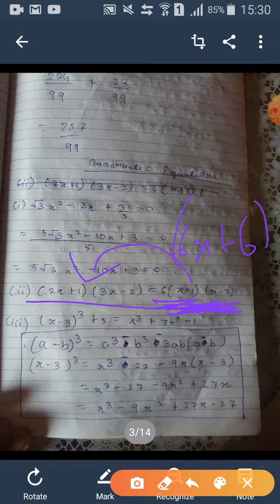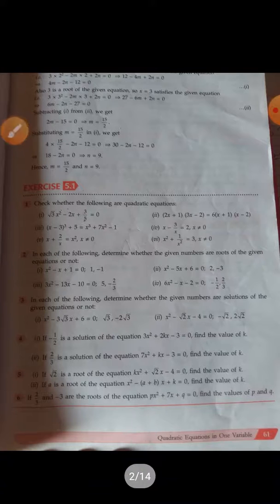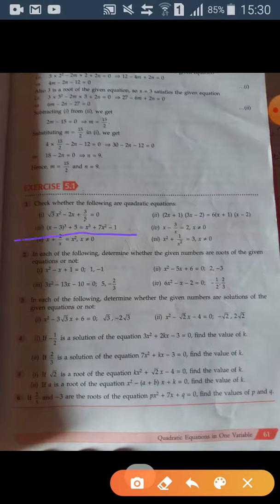Okay, so now we move on to the next sum, which is sum number 3, where they have given you that x minus 3 whole cube plus 5 is equal to x cube plus 7x square minus 1. You need to solve this entire thing, and you need to figure out whether it is a quadratic equation or not. Yes, so the only problem in this equation which I can see right now is that there is an x minus 3 whole cube. So first we will solve this.